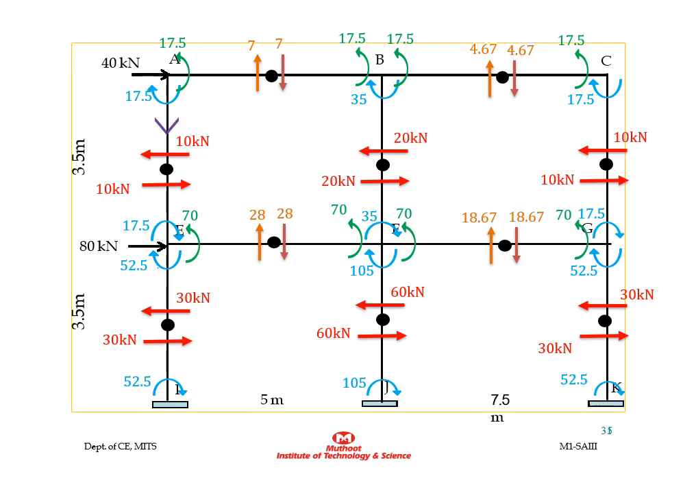Then for beam BC, the beam shear will be 17.5 divided by 3.75, that is half of the beam span. So 17.5 divided by 3.75 is 4.67. Then for the intermediate floor, the beam shear for beam EF will be 70 divided by 2.5, that is 28 kilonewton. Then for beam FG, the beam shear will be 70 divided by 3.75, that is 18.67.